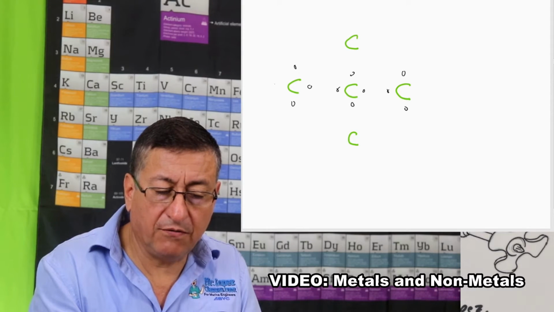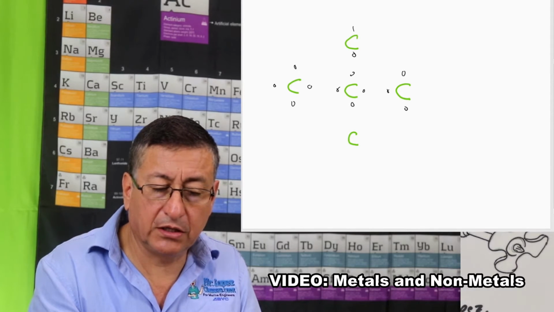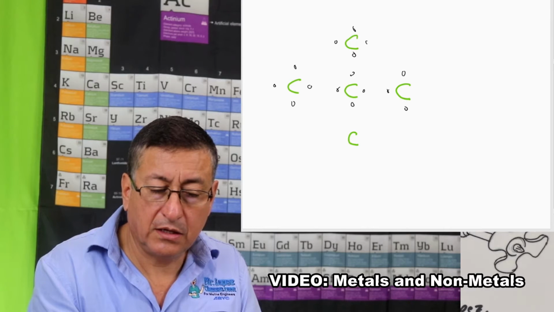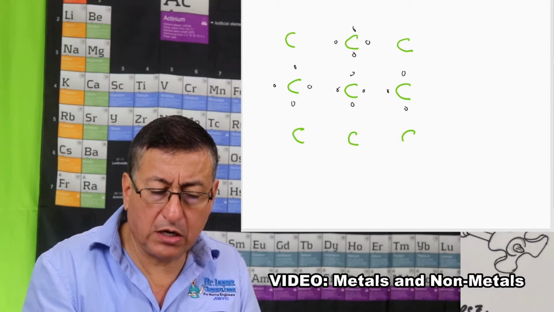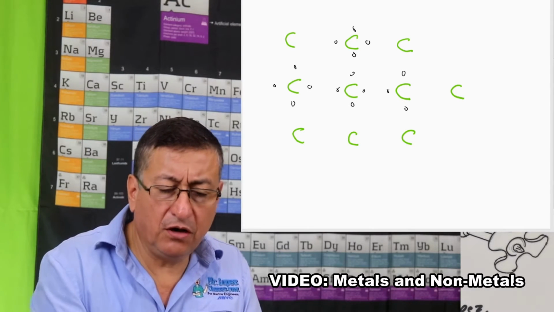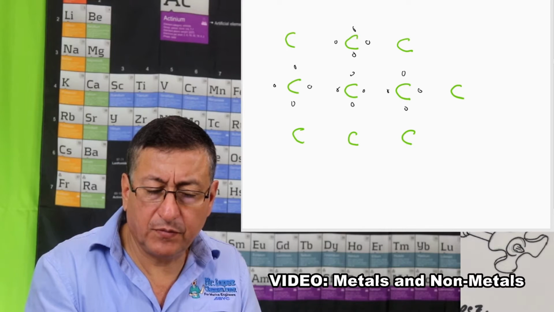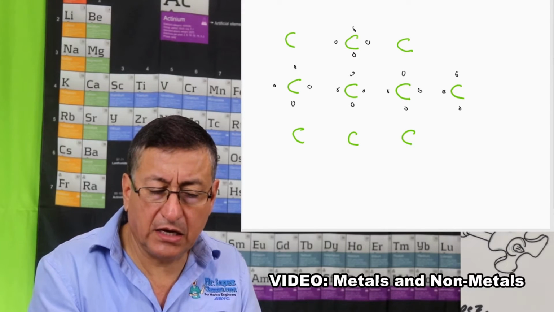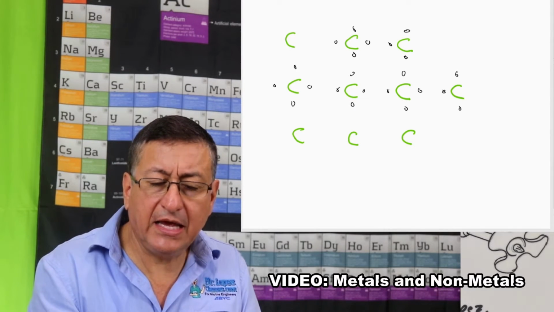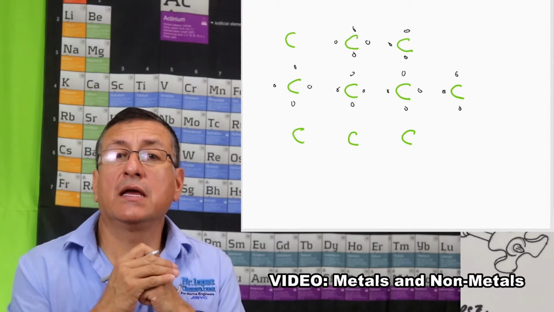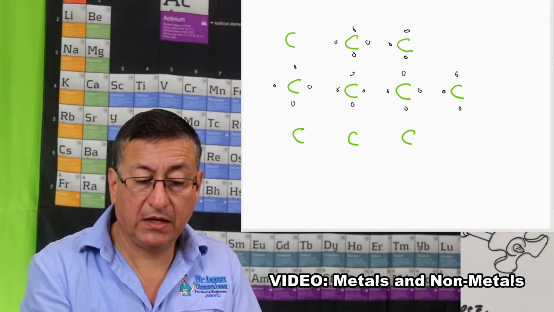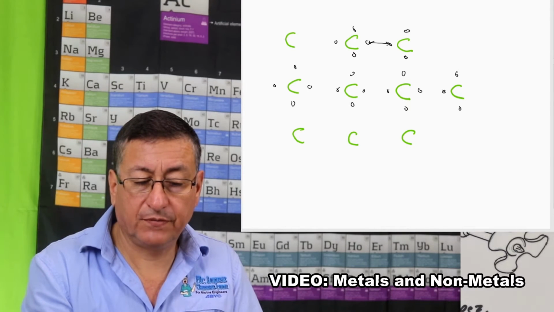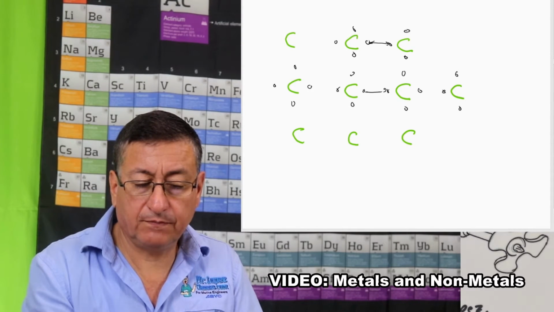Each atom has 4 electrons in the last orbit. What happens if I put more carbons, and more carbons, and more carbons? All of them have 4 electrons in the last orbit, and they can create covalent bonds between one and the other. They share electrons.